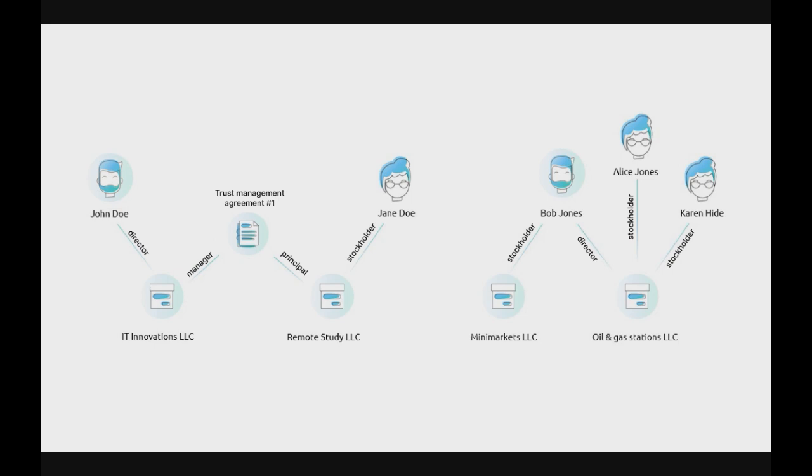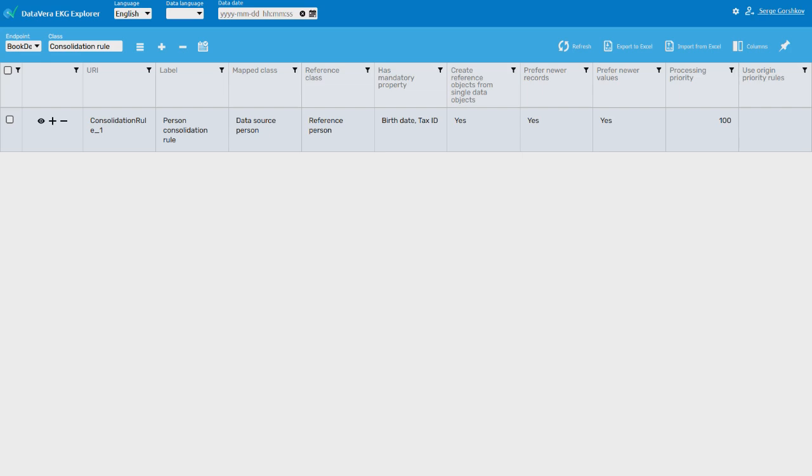One of the examples is the new relations inference according to the graph chain relation search patterns, such as grouping affiliated persons or companies. Now, we need to create the consolidation rule, which will define the reference objects generation logic. These rules define the logic which is used when creating reference objects from the groups of data source objects. We have to define how to choose the value for the reference object properties.